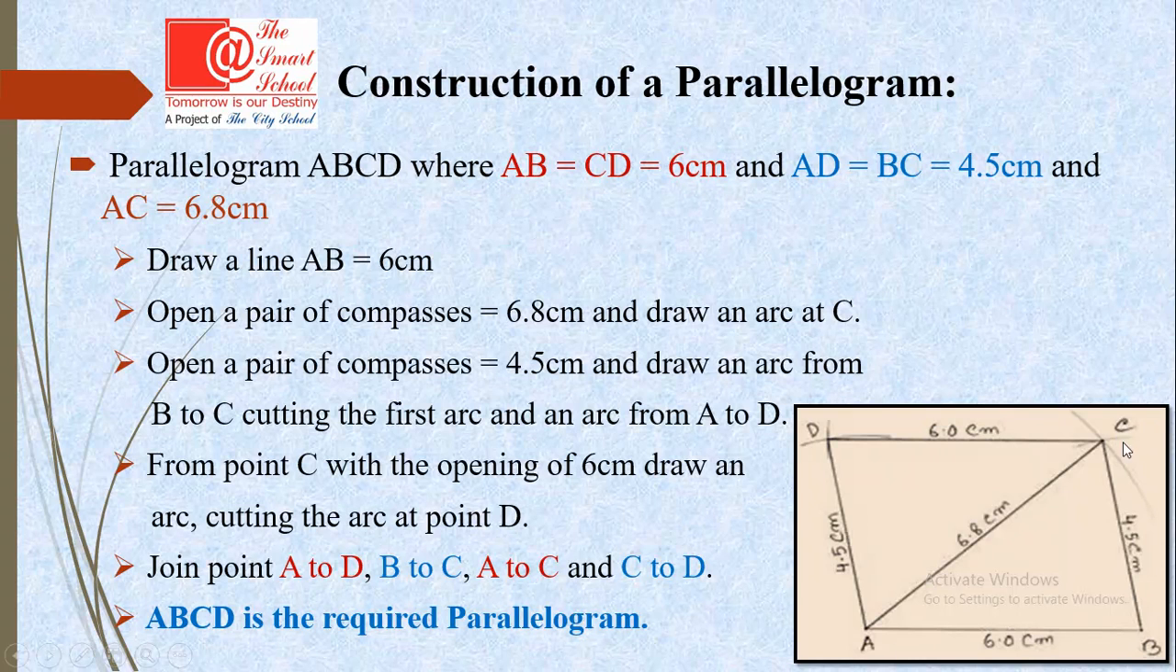Then take compass again, and from point C open compass 6 centimeter and draw an arc at this point, which will intersect this first arc. Join these A to D, A to C, and B to C and D to C. So now this is your required parallelogram.